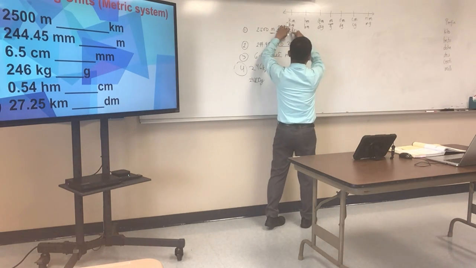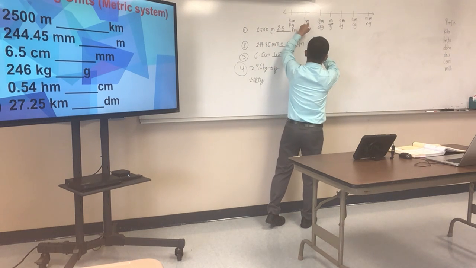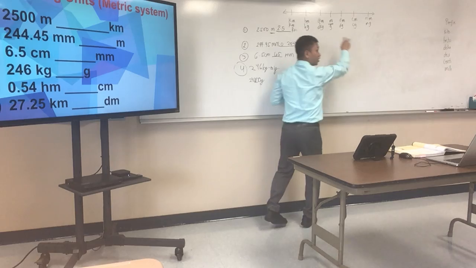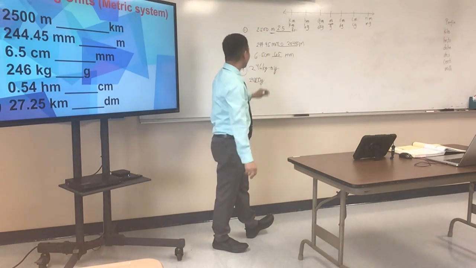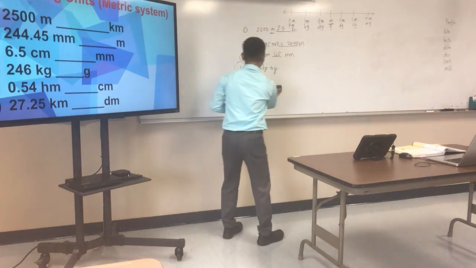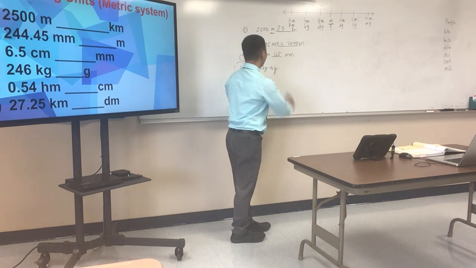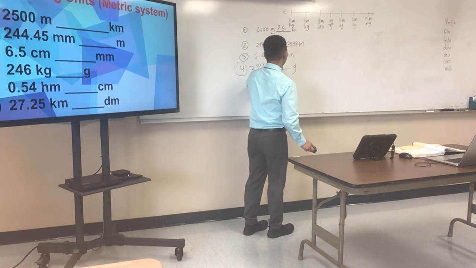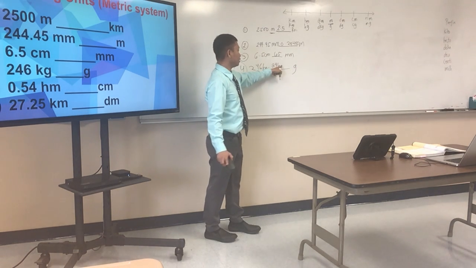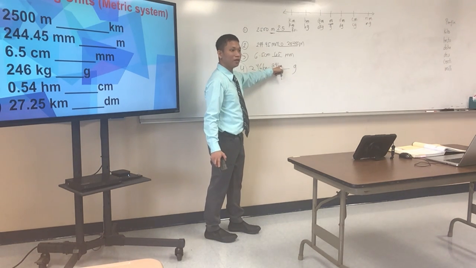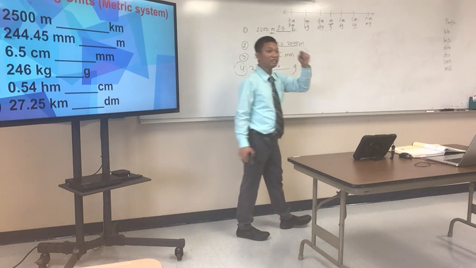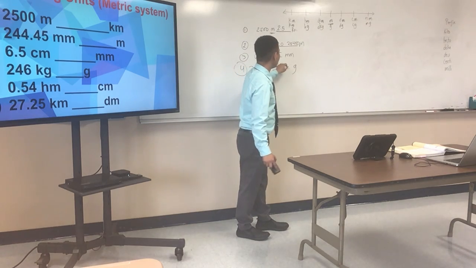1, 2, 3. So this would be grams. We have 246. The decimal place is at the end, because this is a whole number, right? So we just add 1, 2, 3: add 3 zeros.